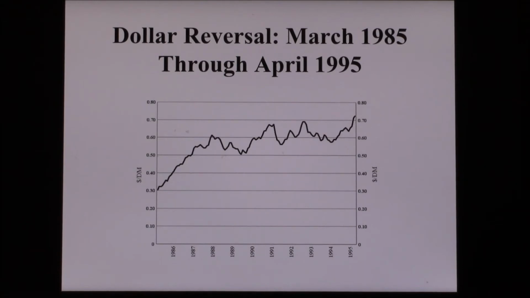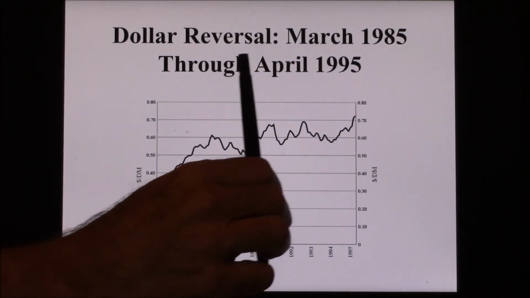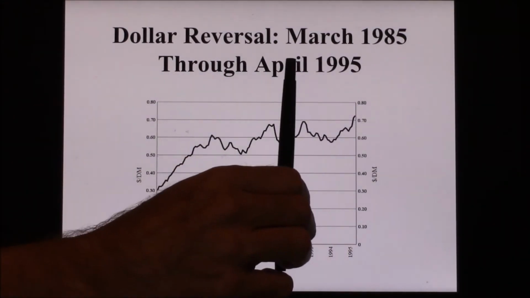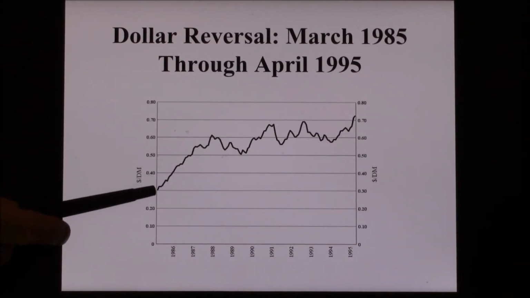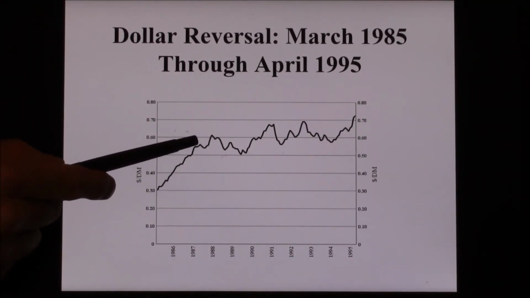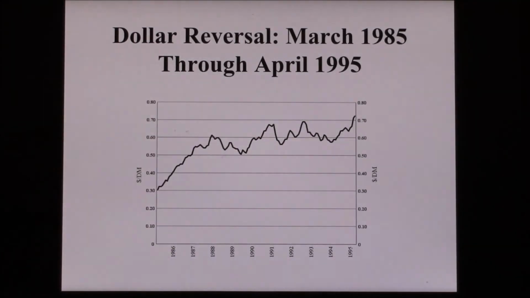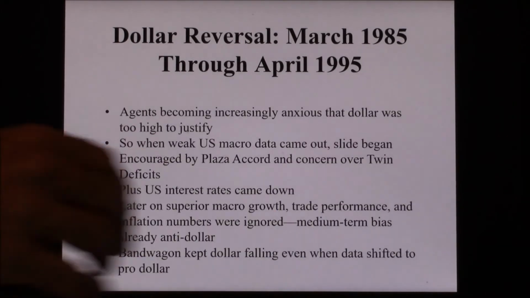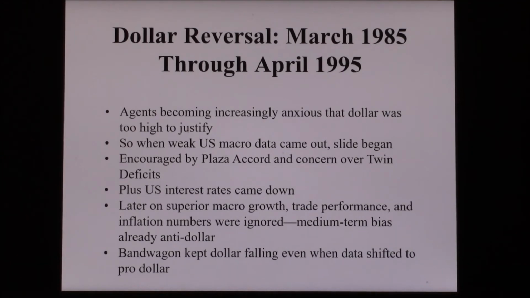If I was going to do a more detailed analysis of this period right here, I'd break it into pieces. You can see a period of depreciation right in here that was significant, and then some appreciations. But in general, there was this massive dollar depreciation, and then it was kind of mixed after that, and then depreciating at the end. So let's see why. Well, at the end of that 85 period with that massive expansion, and remember we've talked about this, agents were becoming increasingly anxious that the dollar was too high to justify. So when weak U.S. economic data came out in the mid to late 80s, then the slide started.